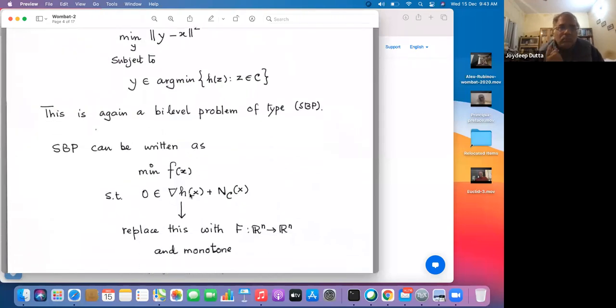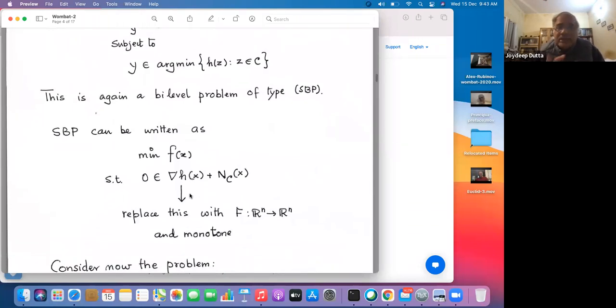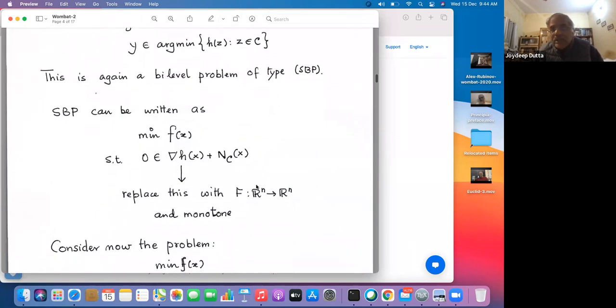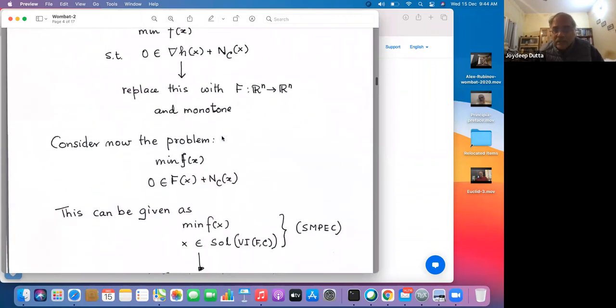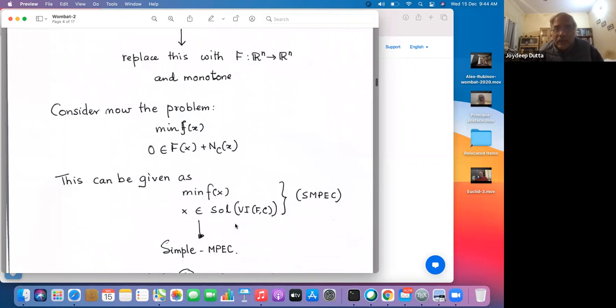So you can generalize this SBP problem very rapidly because if H is a differentiable function, you can write it again as a problem with generalized equations. If you replace this grad H with some F, which is monotone, then this problem looks like this. And this is nothing but a variational inequality. And then we come to this problem, which we call the simple MPEG problem.